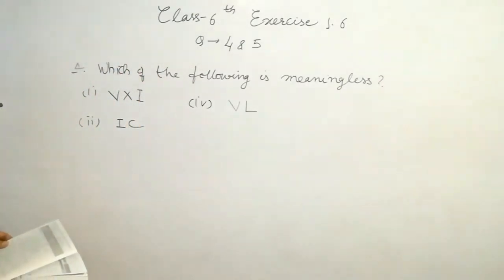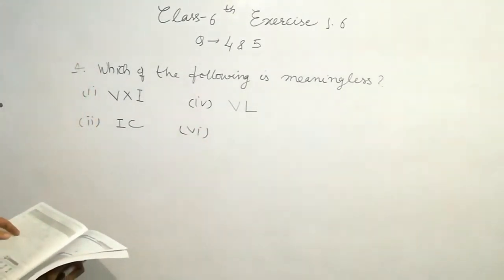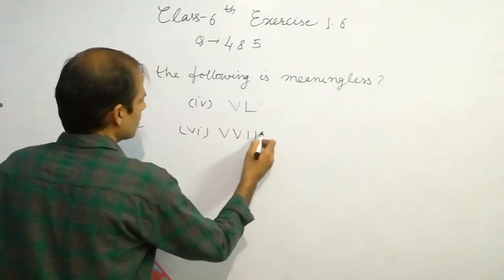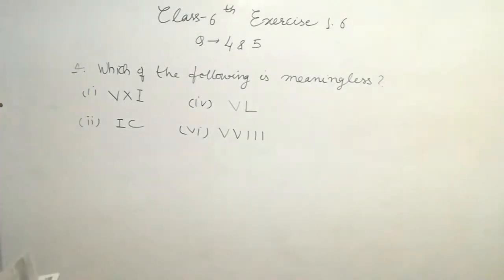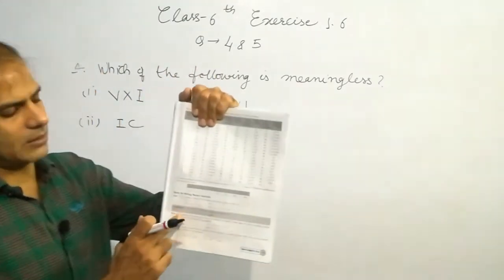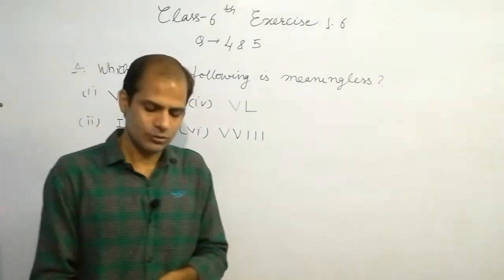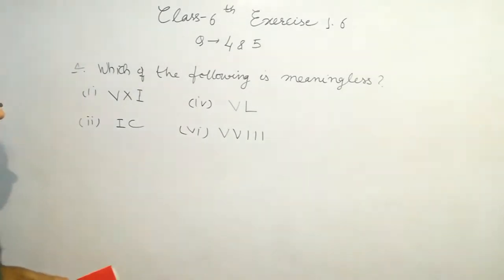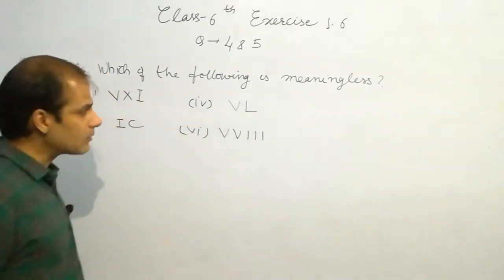Next answer is sixth. Sixth Roman numeral is V, and it is triple I. So why is it not allowed? According to the properties on page number 19, these two properties are given on page number 19. V, L and D are never repeated. So these 6 properties are very important. V, L and D can never be repeated. Here V is repeating, so it is meaningless.